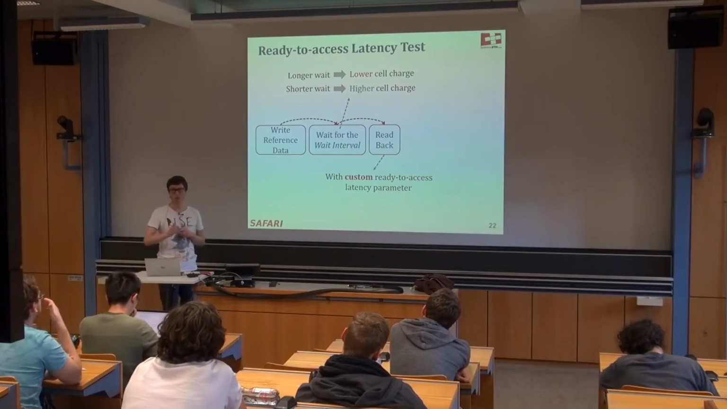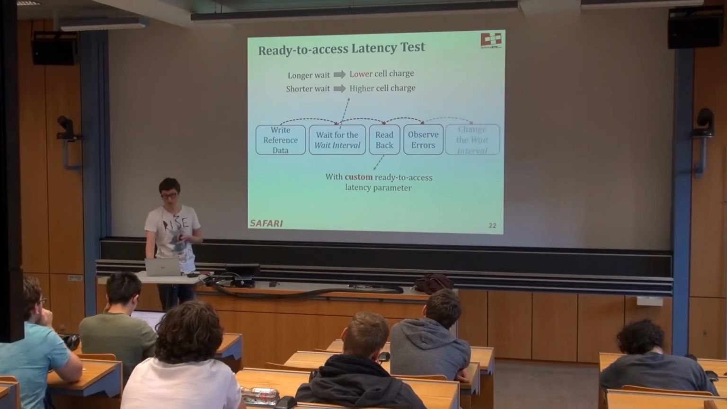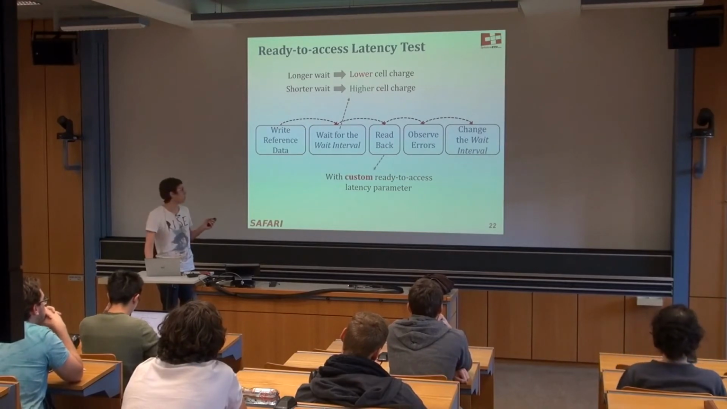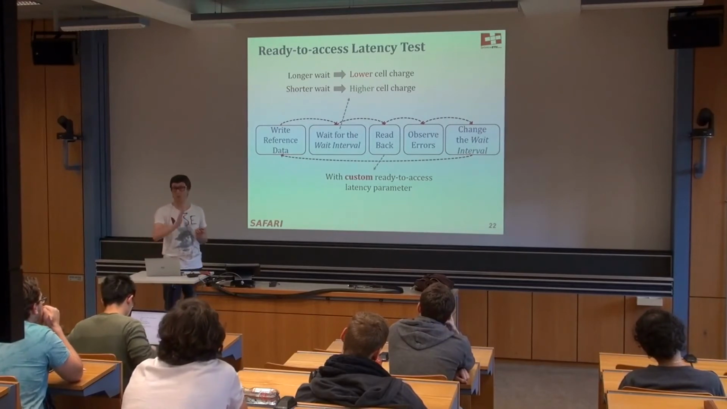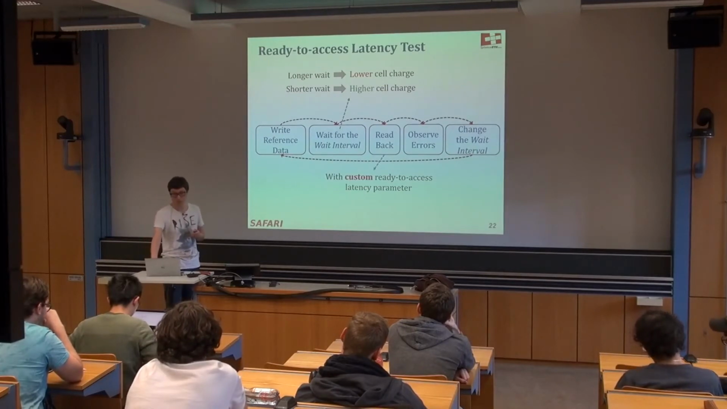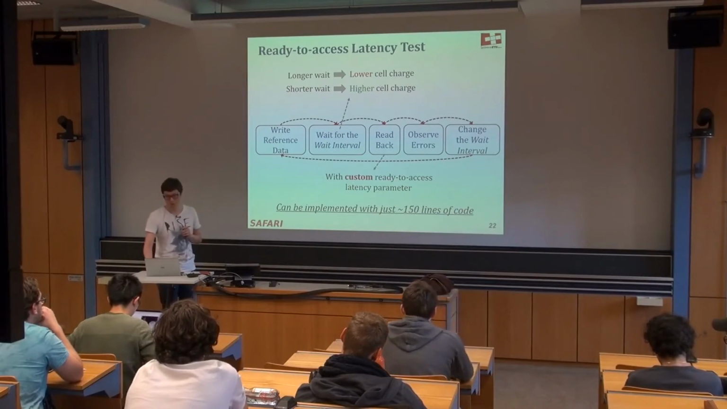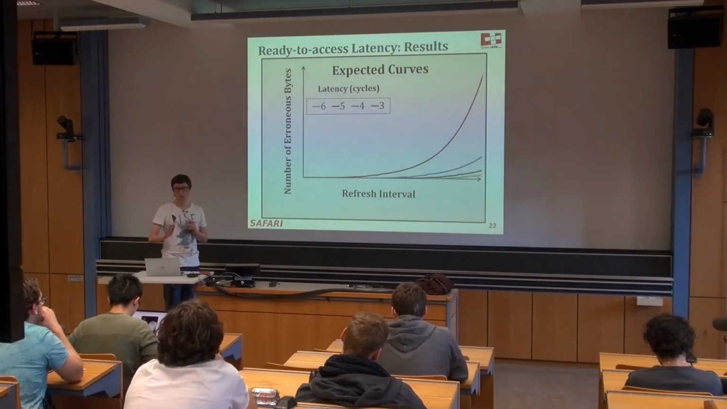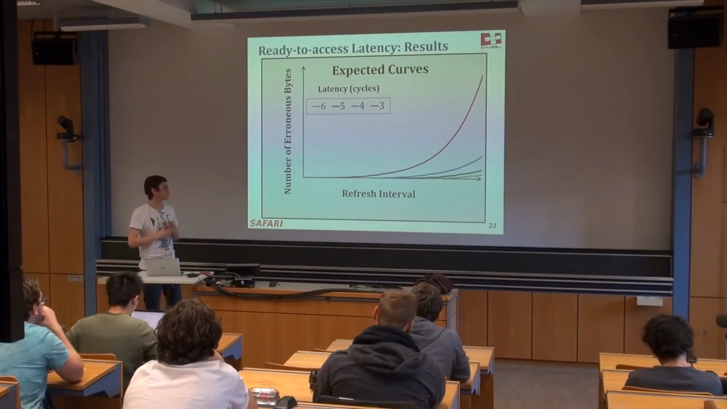Here I think we sweep it from 11 to 6 or something. And we observe errors after reading back the data with different tRCD. We repeat the same experiment with different wait intervals to see what happens when cells are at different charge levels. This again can be implemented with approximately 150 lines of code. So this should be how the results look when we perform this test.